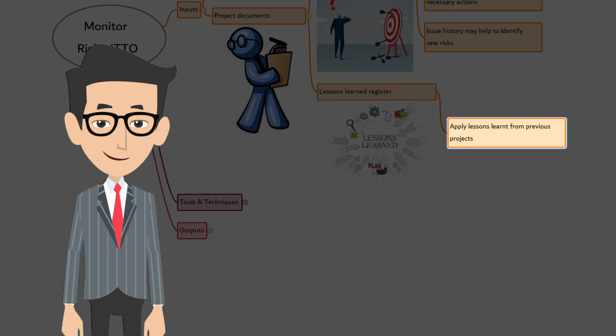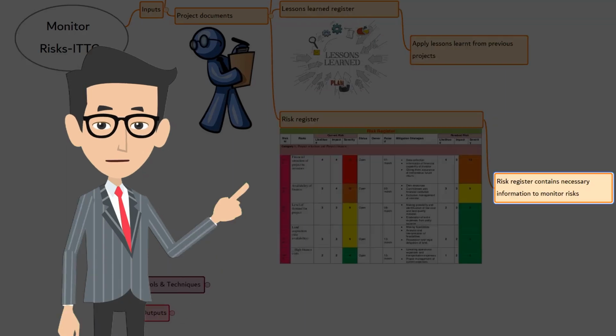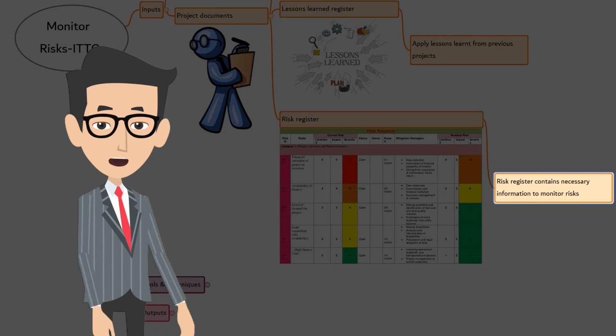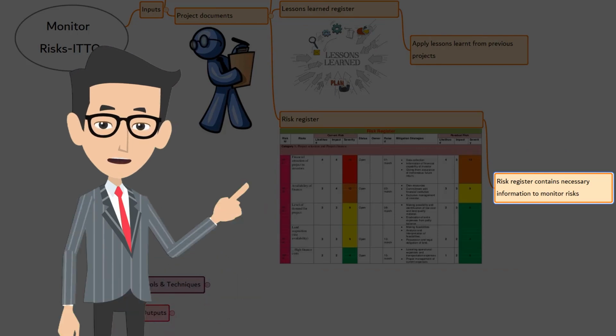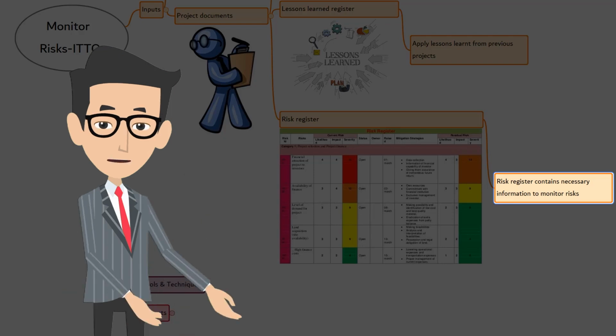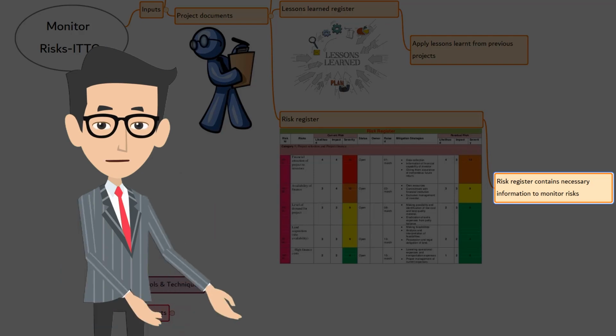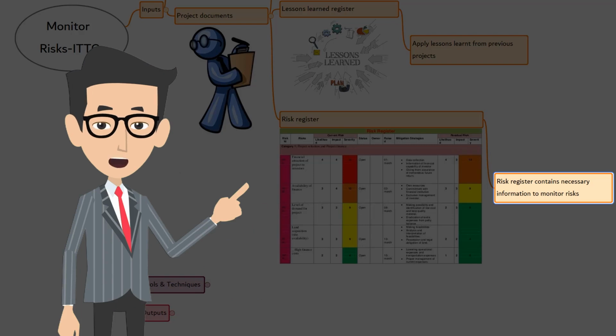Lessons learned register. The lessons learned in the previous project regarding monitoring the risk response can be applied to improve the effectiveness of this process. Risk register. The risk register contains useful information for monitoring risk, such as the list of risk owners, and agreed upon risk responses and specific implementation actions. Other details, including control actions for assessing the effectiveness of response plans, symptoms and warning signs of risk, residual and secondary risk, and a watch list of high priority risk may also be part of it.